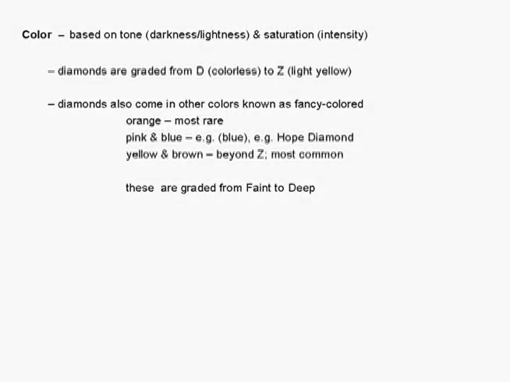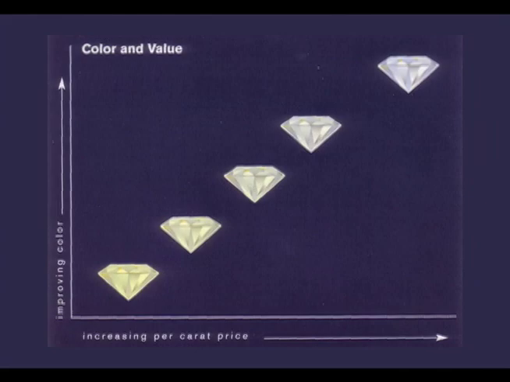Let's look at color. Color is based on tone, the darkness and lightness, and the saturation, the intensity. Diamonds, at least under GIA, and also under EGL, are graded from D to Z. A, B, C is not used, and I looked into why. The reason is, at the beginning, many people were using A, B, C, A1, A2, A, AA, AAA, and to eliminate confusion, when the GIA developed their system, they said, let's start with D. Okay, so if we look, here you can kind of see how the color changes, and as you get more pure, the price goes up, okay?